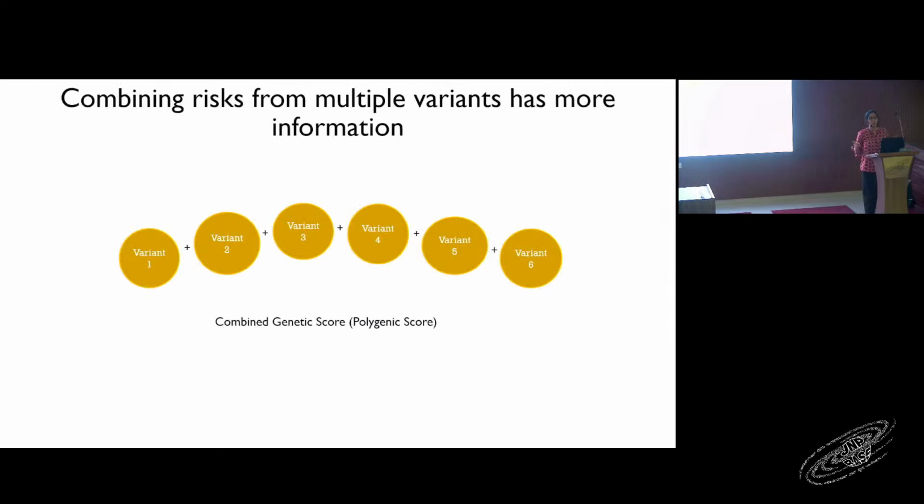So instead, what we're moving to now is, instead of looking at a single variant, we're combining the effects of all variants. And we're saying, what if I calculate the combined risk from all of those 12,000 variants across the genome, and then use that to predict height? This is kind of the latest where the field is going in human genetics. It's called a combined genetic score or a polygenic score.